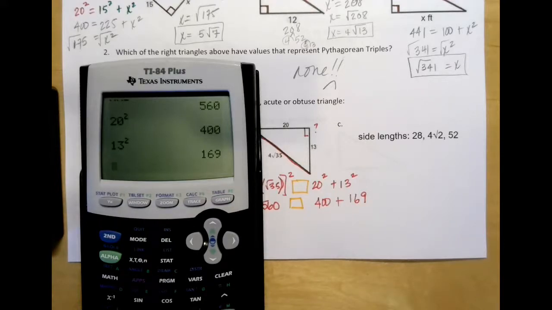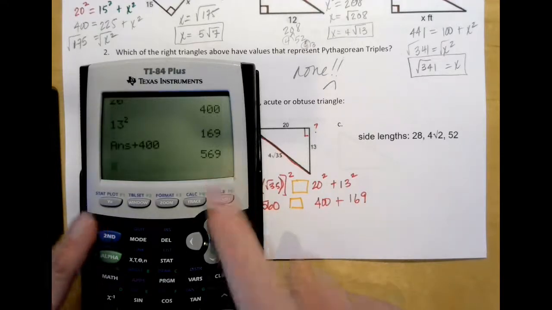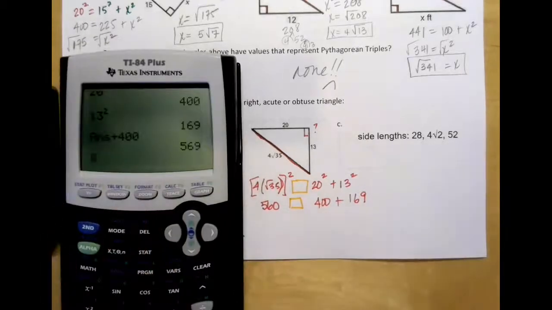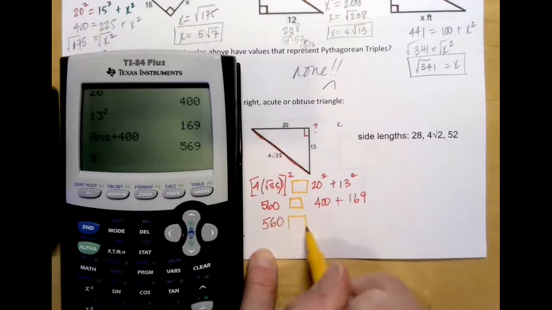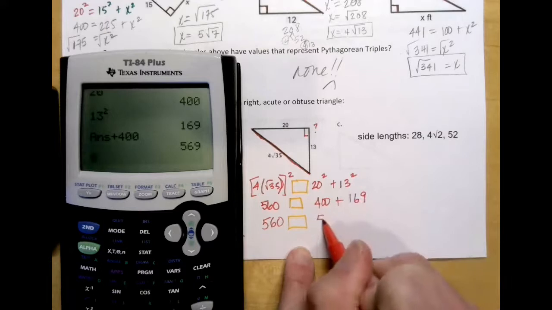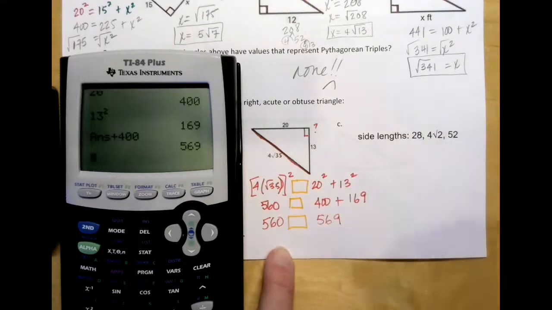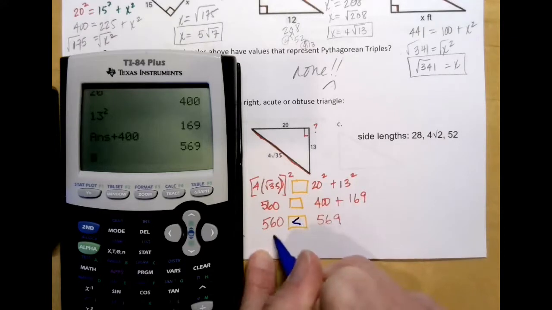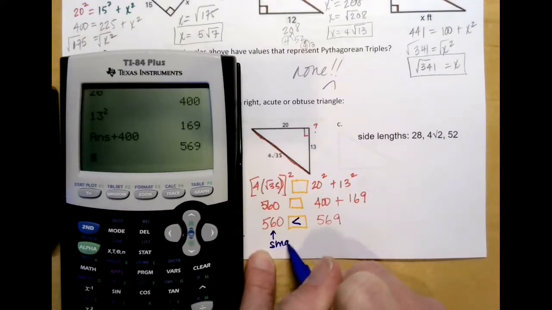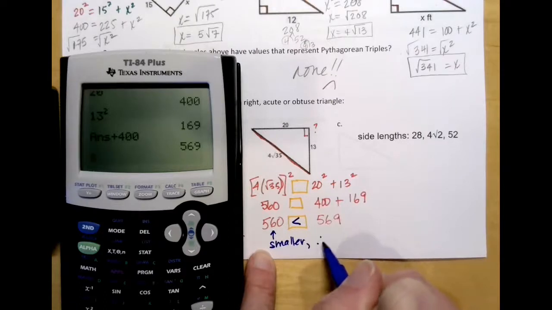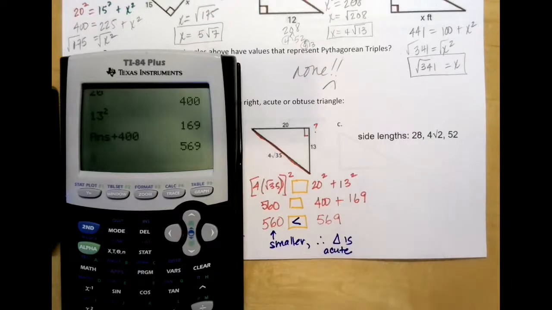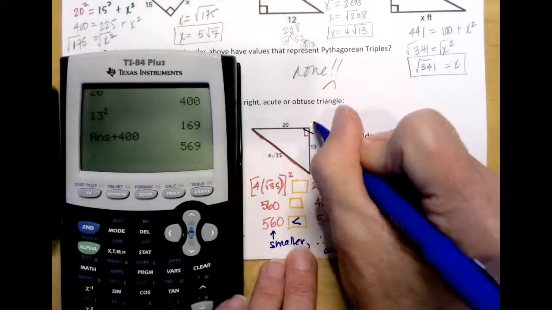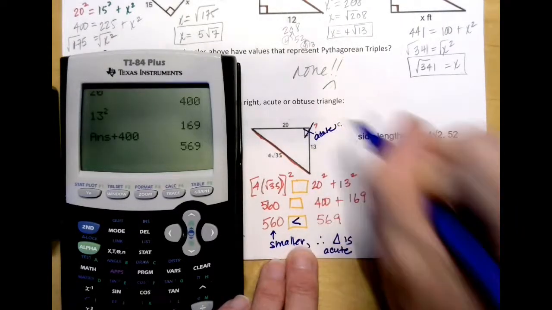When I add them together, 569. Uh-oh. When I talk about 560 and I'm comparing that to 569, guess what? C squared is smaller. So because C squared is smaller, therefore my triangle is acute. It's an acute little triangle. So is it a right triangle? No, it's not. It's acute.